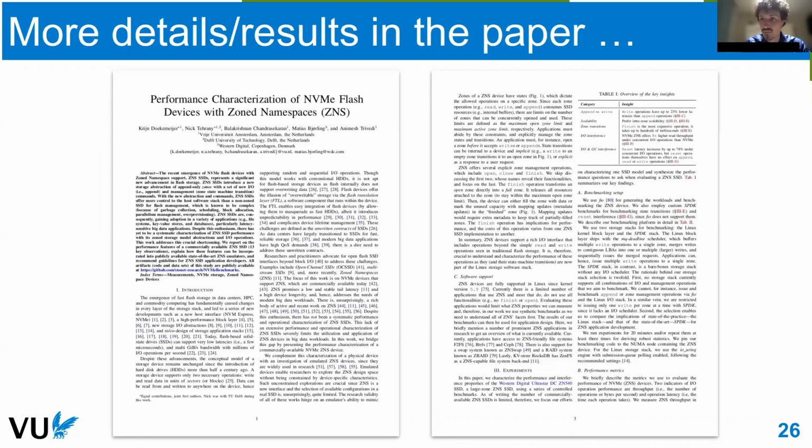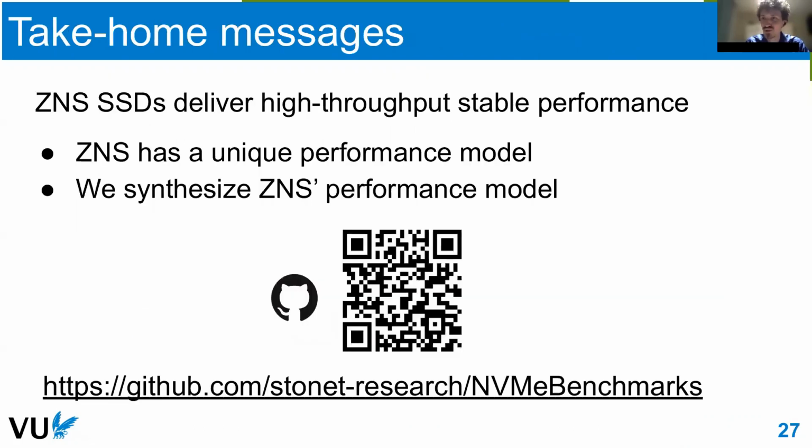There are a couple of things that I really want you to remember from the presentation. You don't need to remember all of our details and recommendations. What I really want you to remember is that block interfaces do not lead to good performance. But ZNS finally delivers, giving high throughput and stable performance if you want to have an HPC, big data, or generally any storage-bound application. But ZNS has a unique performance model, and we need to be careful.